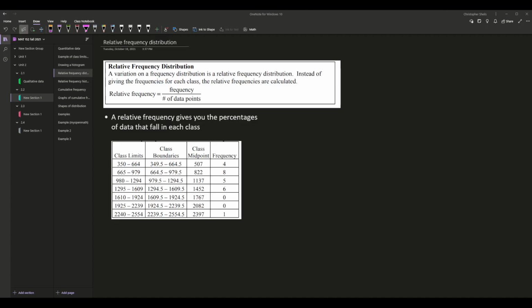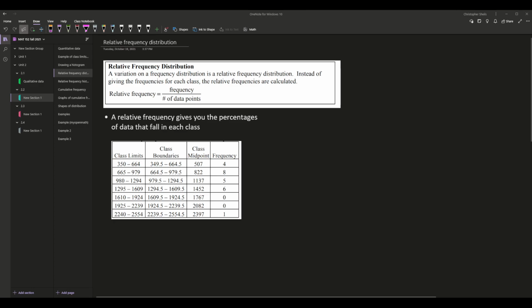Hey everyone, today we're going to finish talking about section 2.2 and then we're going to talk about section 2.3. I actually erroneously have a section 2.4 here. That doesn't actually exist in your text, so you can just ignore that.